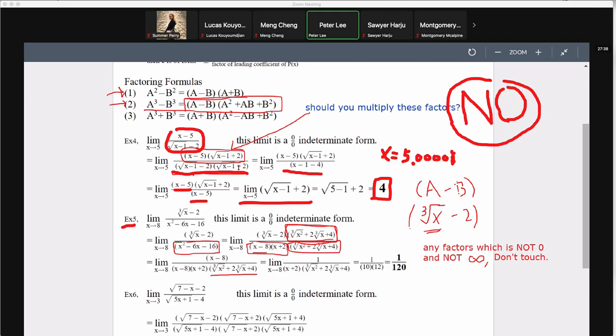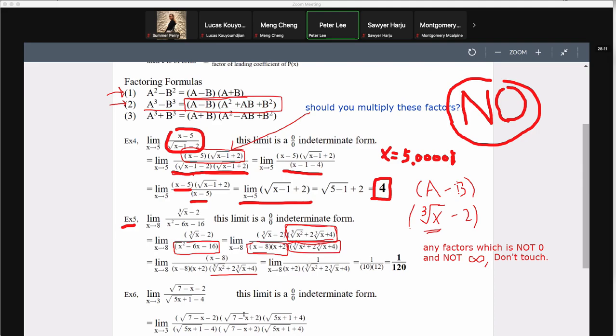So what's going on here? Note that x squared minus 6x minus 16, when you plug in x with 8, is actually 0. When something is 0, you have to do something. In that case, we factor. And the numerator is a cube root, and that's a 0 too. So if that is a 0, you have to do something. In this case, you multiply by the cube root conjugate. The factors which are 0 or infinity, we have to work on. All the other factors which are not 0 and not infinity, don't bother, don't touch, don't do anything.